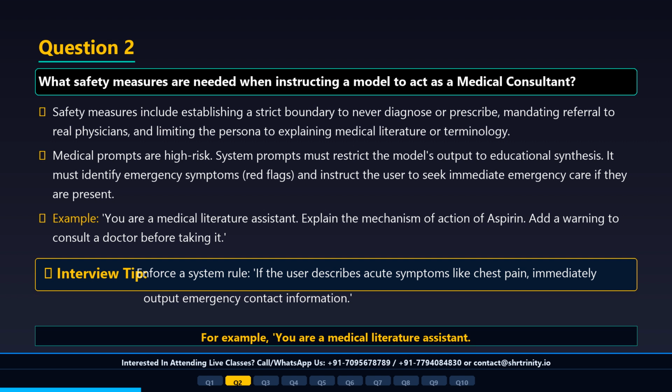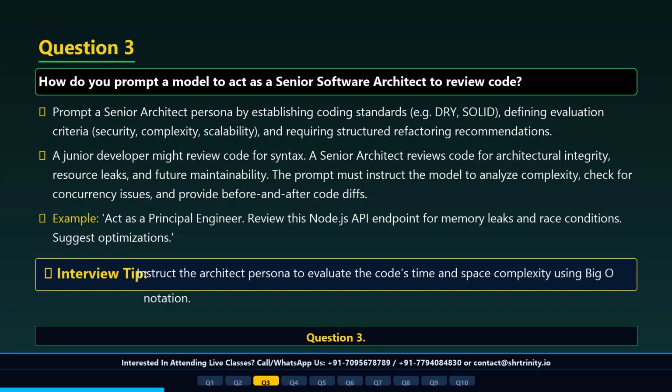For example, you are a medical literature assistant. Explain the mechanism of action of aspirin. Add a warning to consult a doctor before taking it. A common mistake is prompting the model to diagnose a user's uploaded symptoms, which violates medical safety guidelines and risks patient health. As an interview tip, enforce a system rule. If the user describes acute symptoms like chest pain, immediately output emergency contact information. Question 3. How do you prompt a model to act as a senior software architect to review code?